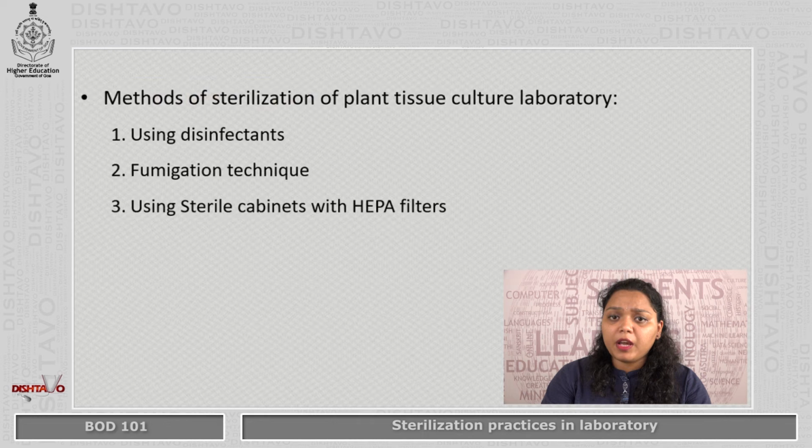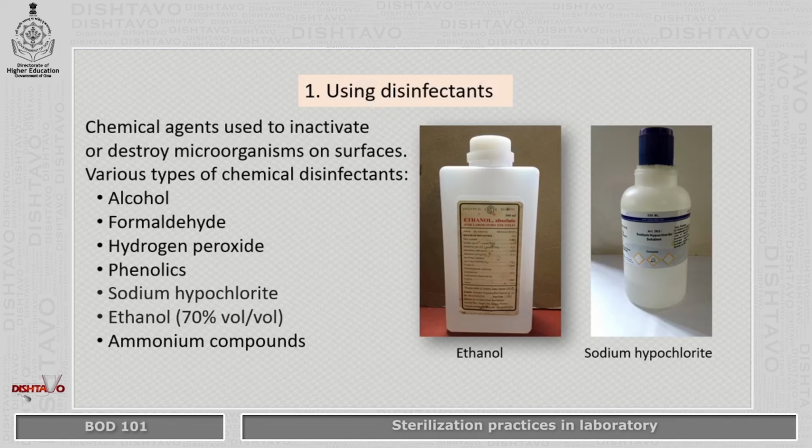Methods of sterilization of the plant tissue culture laboratory. In this, the whole area of the plant tissue culture lab is sterilized. This is done using disinfectants, fumigation techniques and sterile cabinets with HEPA filters. First technique is using disinfectants. Disinfectants are chemical agents used to inactivate or destroy microorganisms on surfaces. Some examples are alcohol, formaldehyde, potassium hydroxide, phenolics, sodium hypochlorite, ethanol, ammonium compounds. Commonly used are ethyl alcohol and sodium hypochlorite.